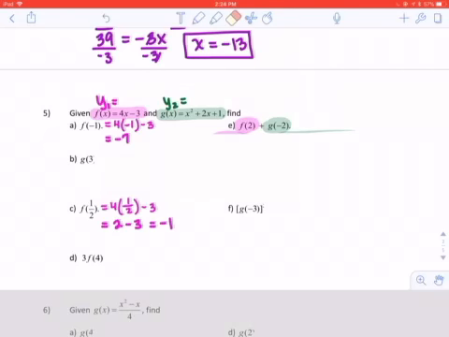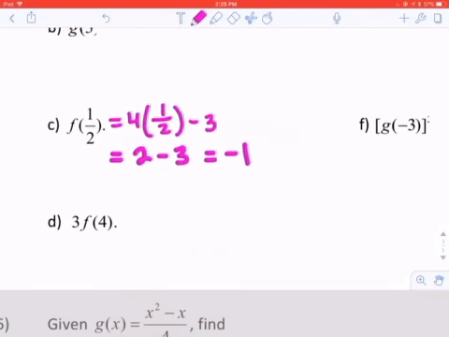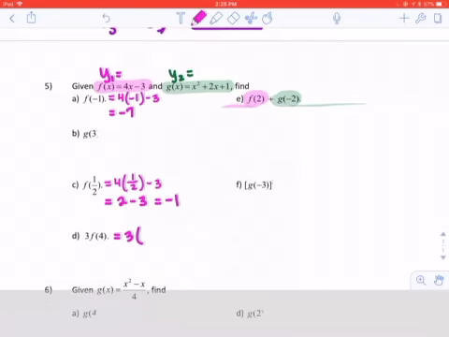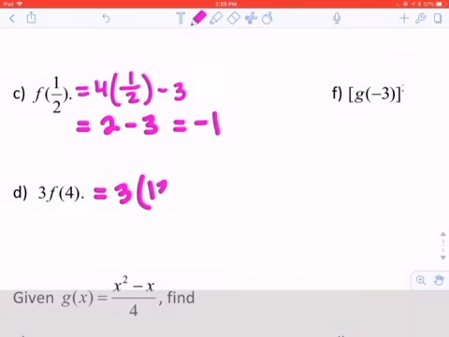All right, next is 3 times f of 4. So first you've got to figure out what your f of 4 is. I'm going to do it differently, and then multiply that by 3. So f of 4. Again, we're going to go to the table, second graph, look for where x is 4, and look at what the y value is at that point. The y1 value should be 13. And then we multiply by 3. 3 times 13 is 39.